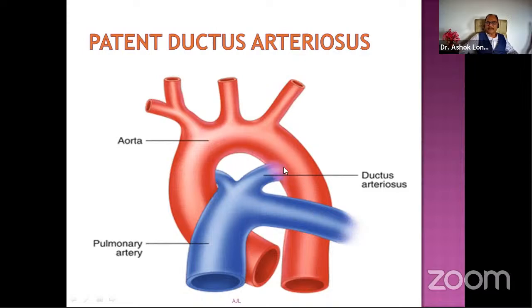So if it remains open, the problem will come. The blood is supposed to go from the pulmonary artery after birth. Now I am talking about after birth. When the blood comes from the pulmonary artery, it is supposed to go to the lungs, but if it remains patent, patent means working.